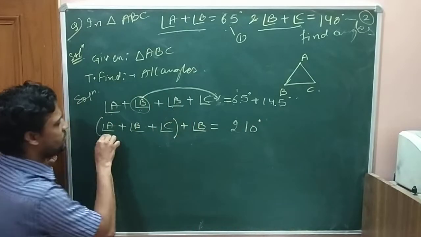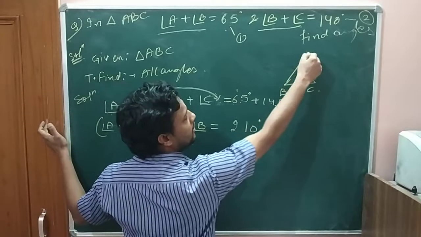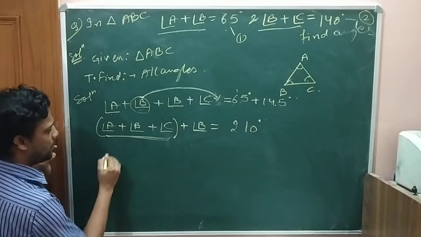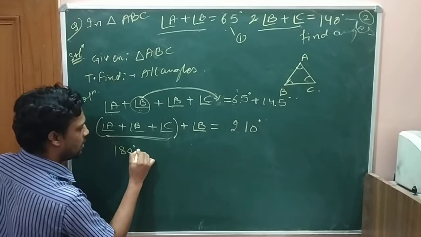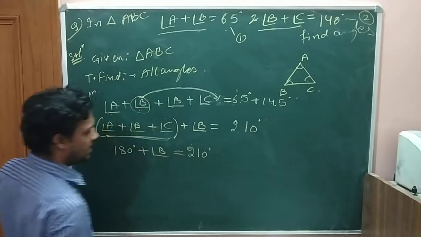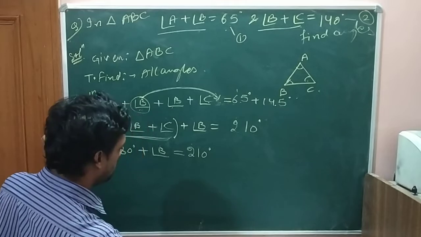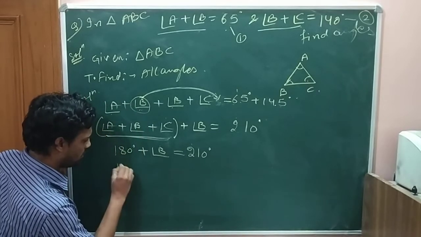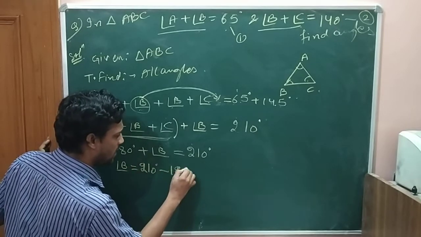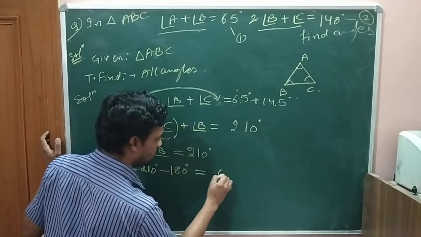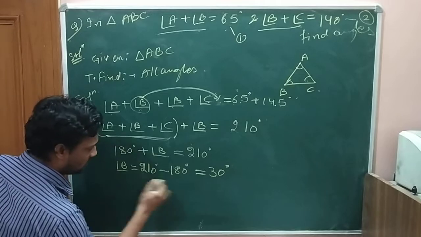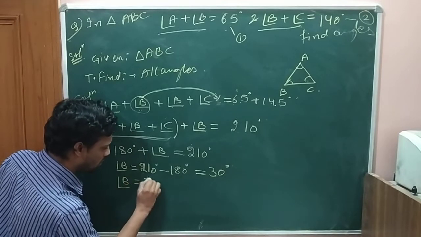Now what is angle A plus B plus C? A property of a triangle is that the sum of its angles is 180 degrees. So instead of angle A plus B plus C, write 180 degrees plus angle B equals 210 degrees. So angle B equals 210 minus 180 degrees, which is 30 degrees. Clear? So angle B equals 30 degrees.